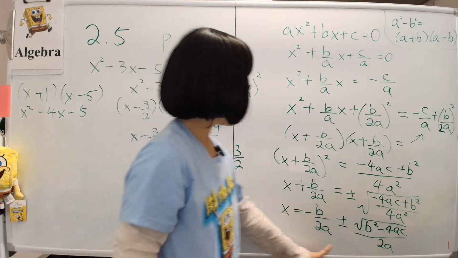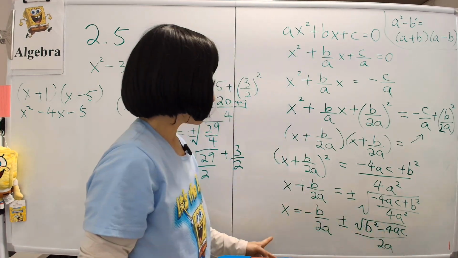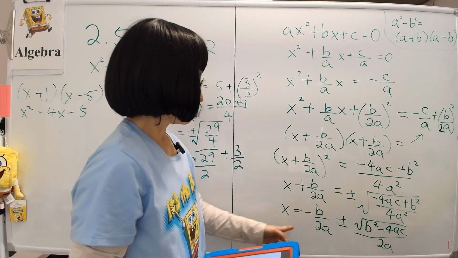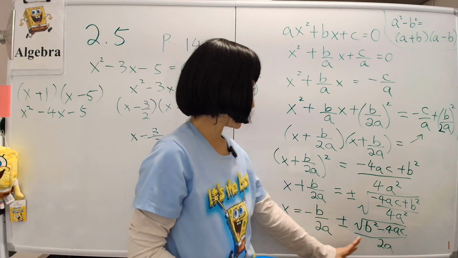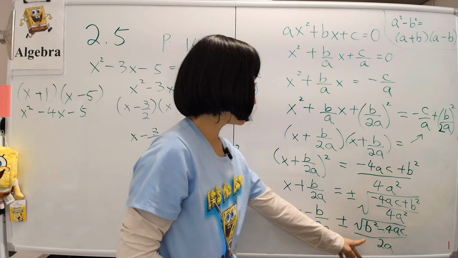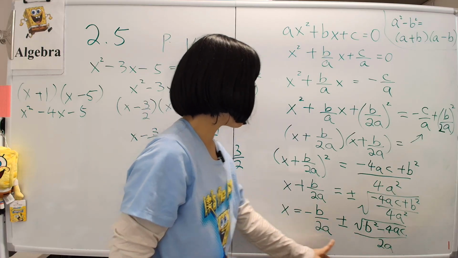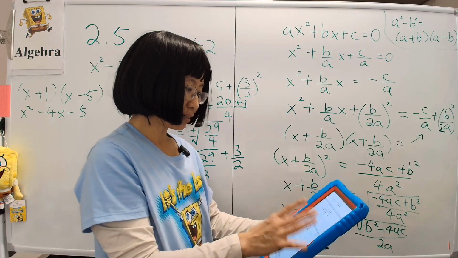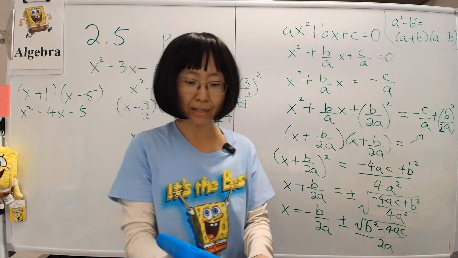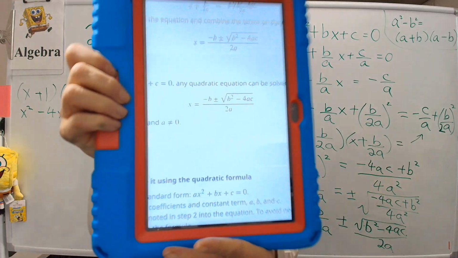So this thing right here is called the quadratic equation, where it has 2a on both sides. So we'll combine it into one fraction. So finally, the quadratic equation as listed right here is how we came up with it.